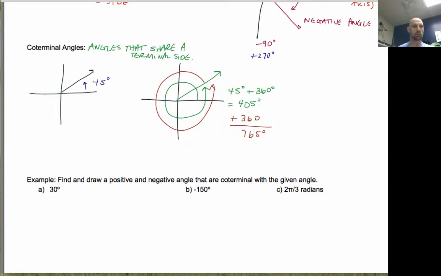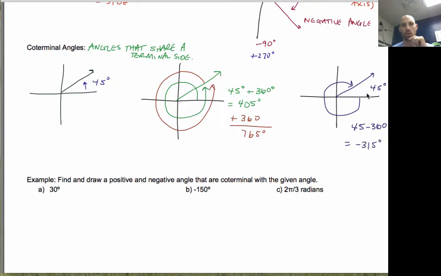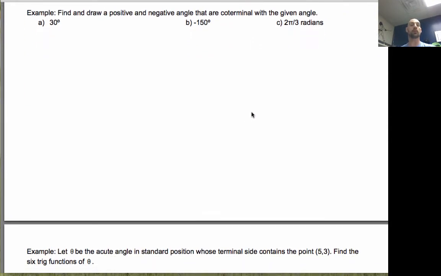But also, let's consider that I had a 45-degree angle, but I didn't open up this way. I actually opened up this way, okay? And so if I do 45 minus 360, I'd get a negative 315 degrees. So my angle here, this is a 45-degree angle above the positive x-axis, but I didn't open up that way. I went this way, clockwise.